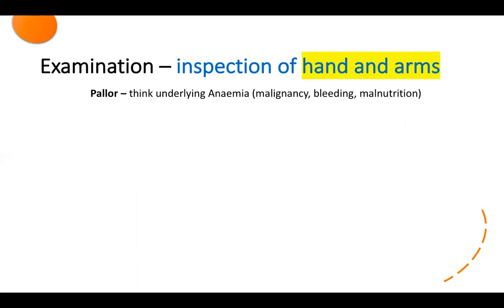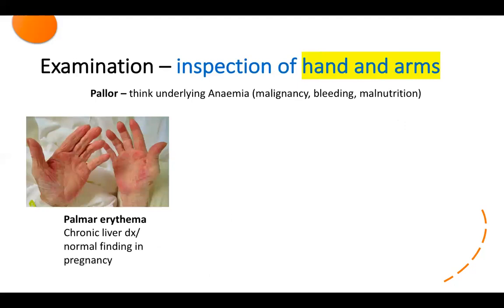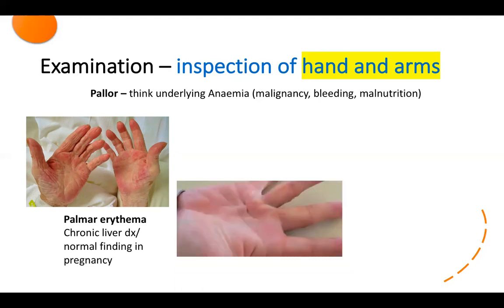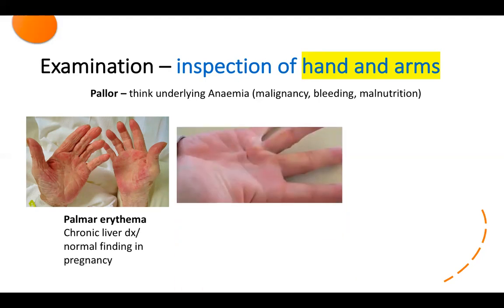So coming down to inspection of the hand, this is where it's getting a bit more focused. We're going to check pallor. So if you see any pallor, you're thinking, is there any underlying anemia? That could particularly link to any malignancies, any GI bleeding, malnutrition. Looking for any palmar erythema. It is a normal finding in pregnancy, but if it's not a patient who's pregnant, you're thinking, could it be chronic liver disease? Do you guys have any idea what this picture shows?